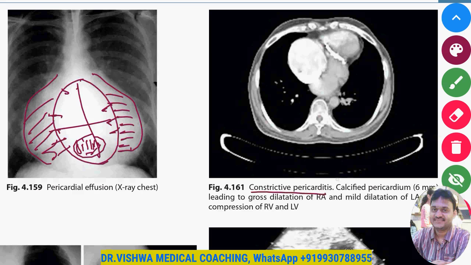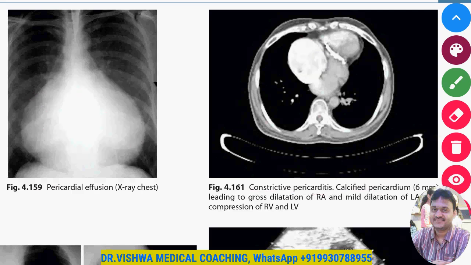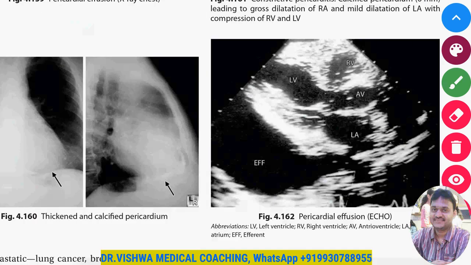We have a constrictive pericarditis, calcified pericardium. When there is chronic inflammation, this is what is seen. This is what is more white. This is constrictive pericarditis where the calcification can be seen because of the chronic inflammatory response going on in the pericardial cavity. And this is what can be seen in the 2D echocardiography for the effusion.